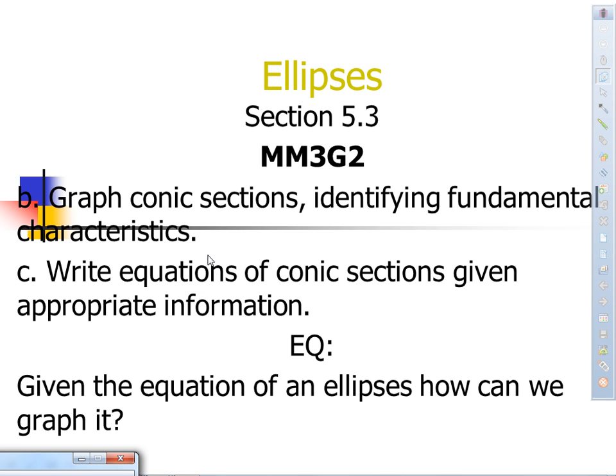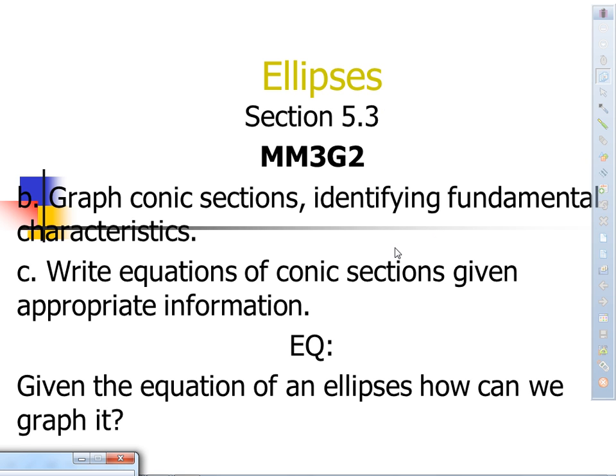So we're going to look at ellipses. That's section 5.3 in your book, and you don't have to write out the standard, but these are two standards we're looking at. Now, the standard is written in terms of conics, but again, included in that is ellipses. Today we're going to look at graphing ellipses, and then there's three things we're going to come up with.